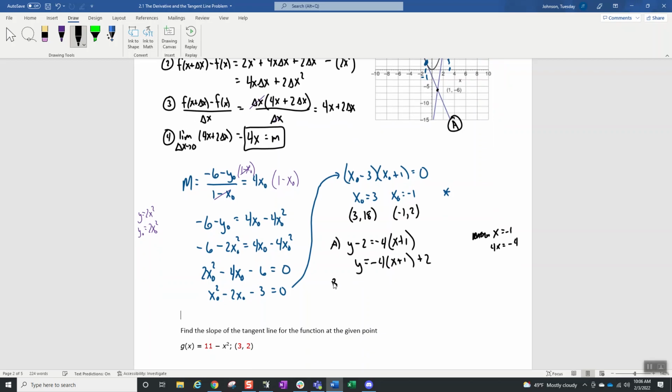Instead, I'm just going to do the second one. So this is line B. Y minus 18 equals, well, when x equals 3, the slope of the tangent line is 4x, that'll be 12, times x minus 3. And again, you can distribute, combine like terms, and do all that goodness. Y equals 12x. A minus 36 and a positive 18 makes a minus 18, actually, it turns out.